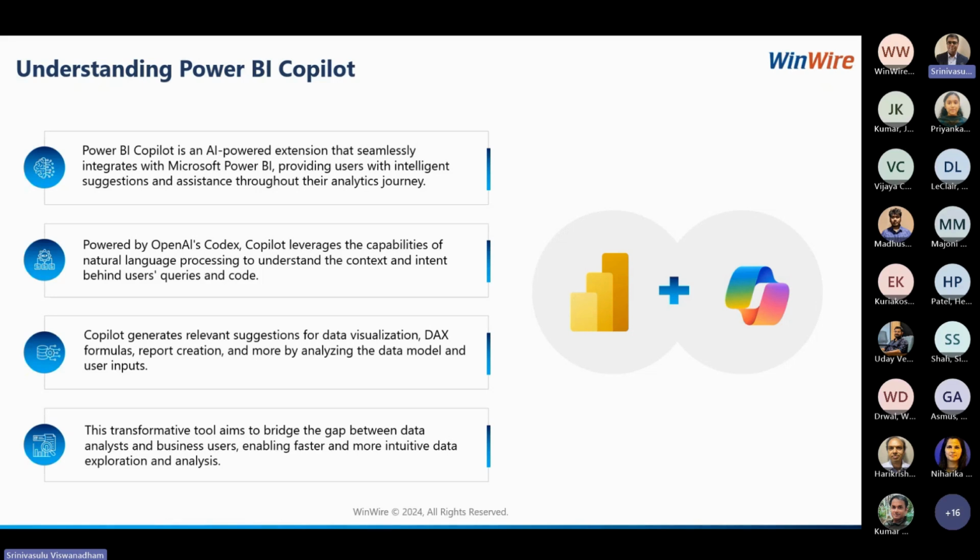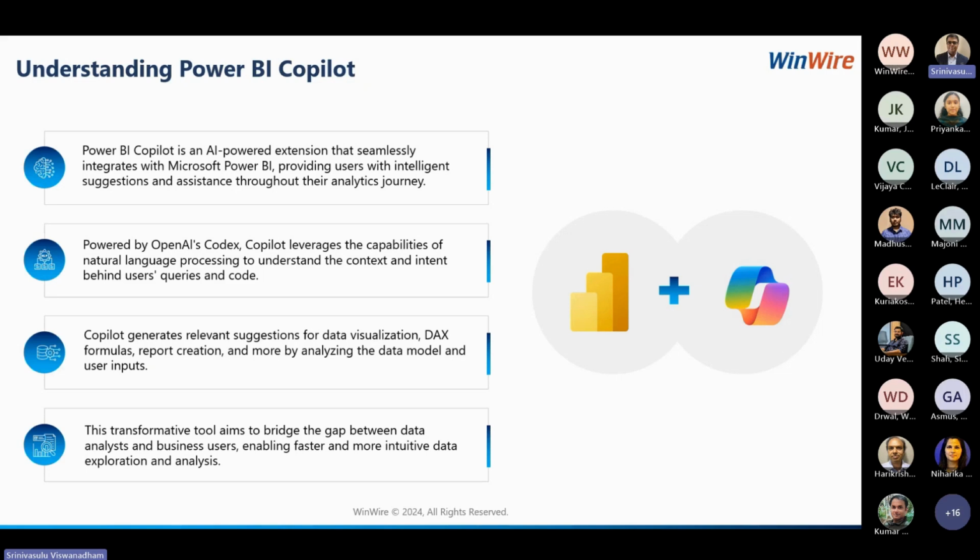A simple example sentence could be: show total sales amount for last year, where sales country is USA and India, in a card visual, right? The moment you type this, you get your card visual. It goes through the total sales amount measure in your data model, and it identifies that there is a sales country, which is the USA and India, right?